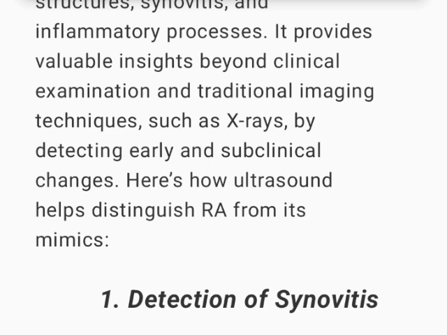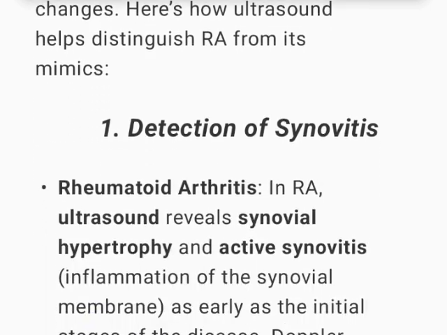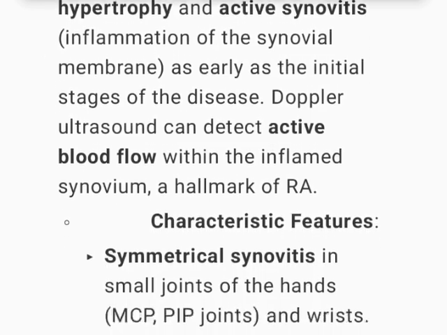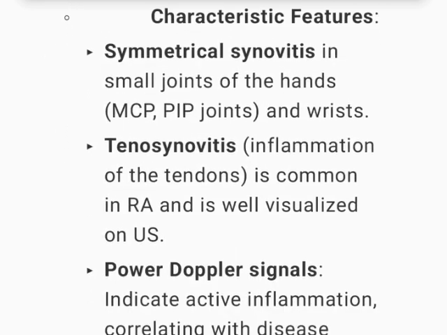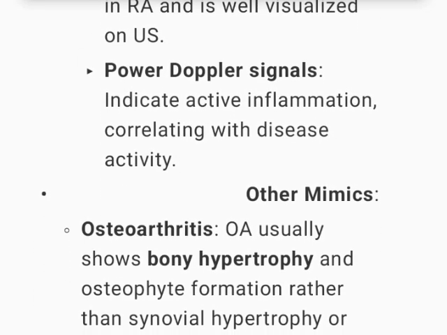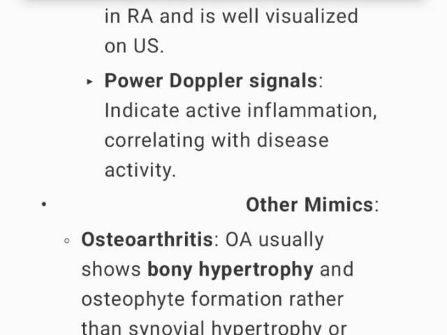1. Detection of synovitis. Rheumatoid arthritis. In RA, ultrasound reveals synovial hypertrophy and active synovitis, inflammation of the synovial membrane, as early as the initial stages of the disease. Doppler ultrasound can detect active blood flow within the inflamed synovium, a hallmark of RA. Characteristic features: symmetrical synovitis in small joints of the hands, MCP, PIP joints, and wrists. Tenosynovitis, inflammation of the tendons, is common in RA and is well visualized on US. Power Doppler signals indicate active inflammation, correlating with disease activity.